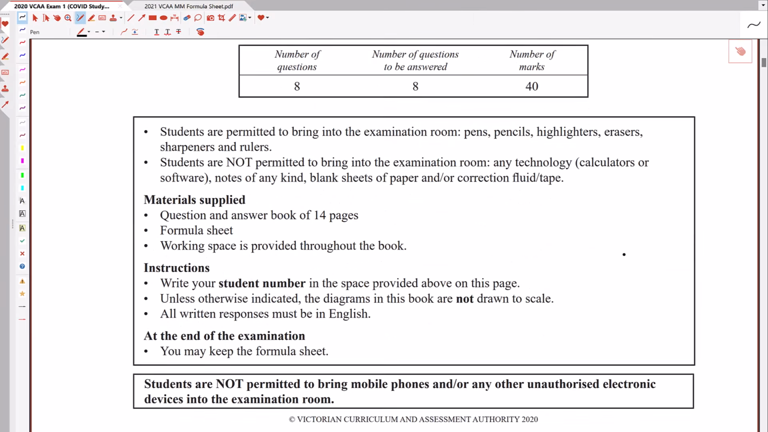So all the standard instructions, things to be mindful of. In particular, we're looking at what you can and can't bring into the exam, what you've got in the exam, making sure that you've written your student number and things on it. Unless otherwise indicated, diagrams are not drawn to scale, so we don't get out our ruler or our protractor to measure things. We actually calculate them based on the information.